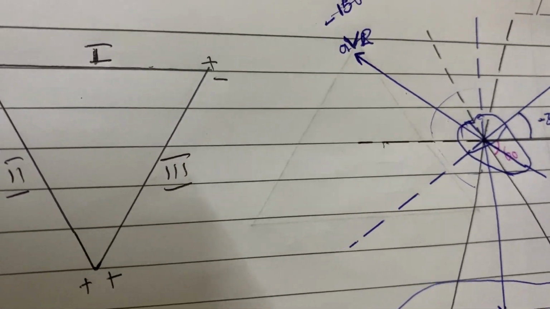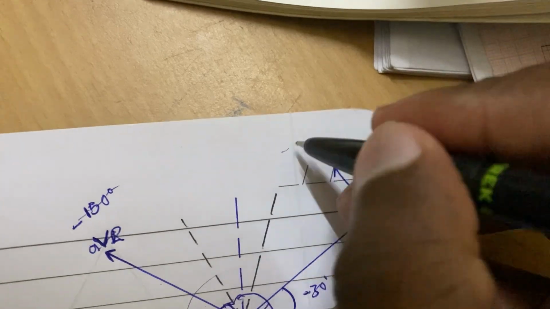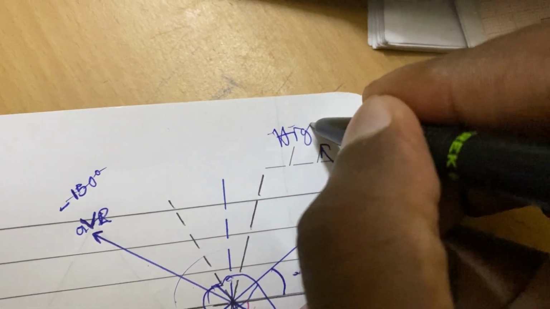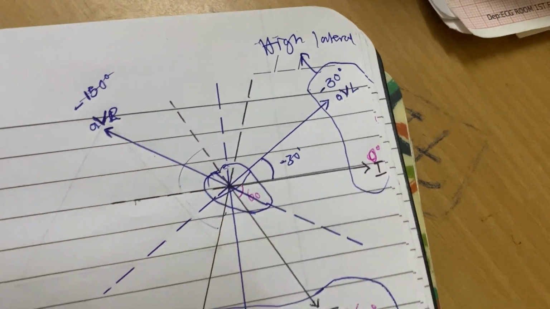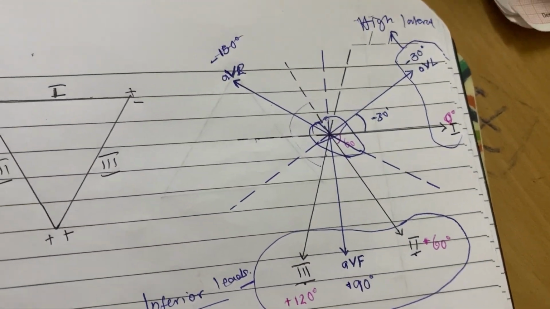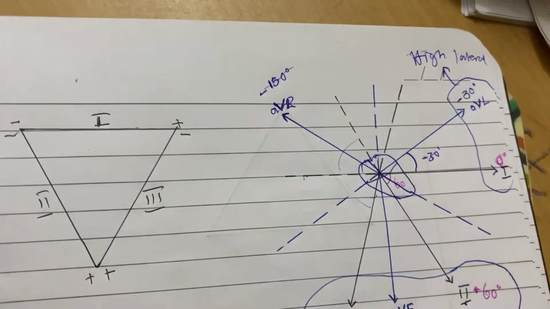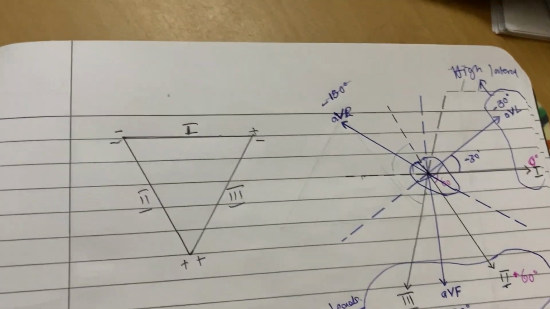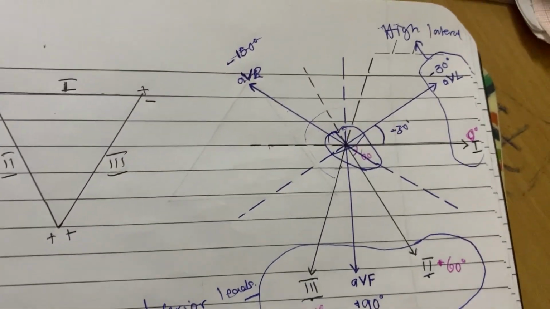These are high lateral leads, lead 1 and AVL. They are high lateral leads or left lateral leads. And then this one is right. Yeah. So that is the Hex-axial system done.